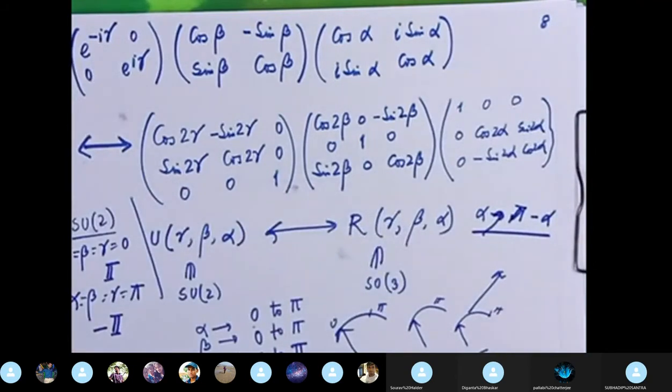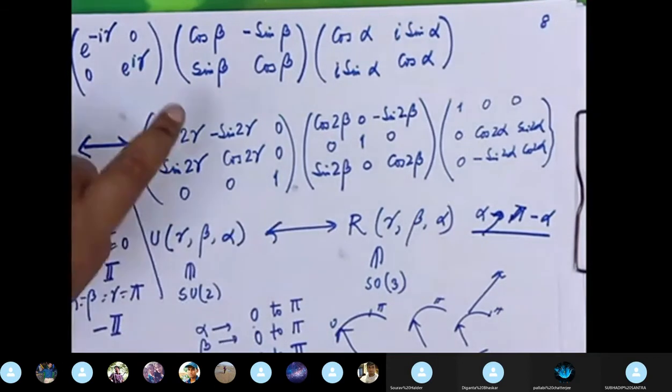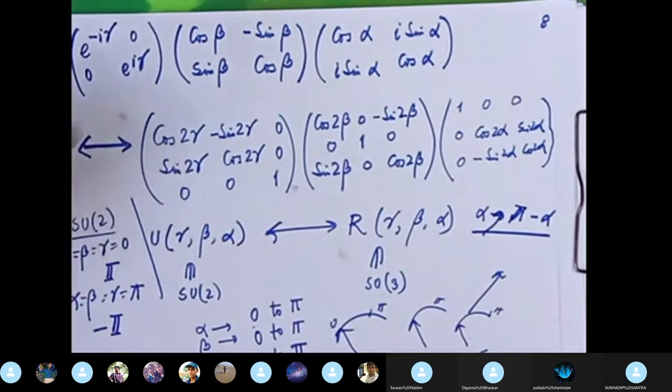Okay, I will continue in the next class. I am sorry for today's clumsy calculations, because without this I could not have done this. So SU2 to SO3 is a homomorphism, not an isomorphism. Okay, let me stop here. Any questions you can ask. Is this calculation clear? How I have reached here, from here to here? Okay, let's stop here. You can ask if you have anything to ask.